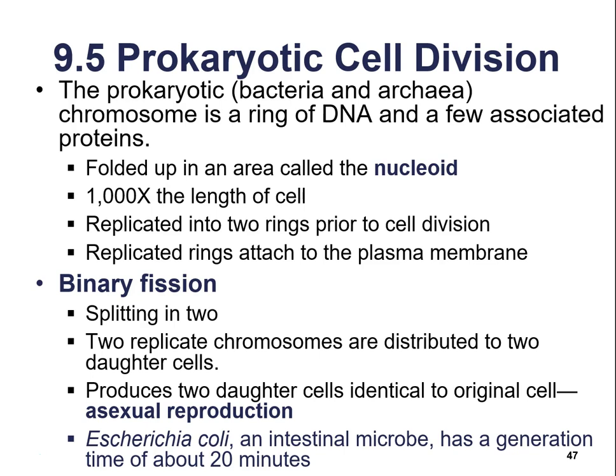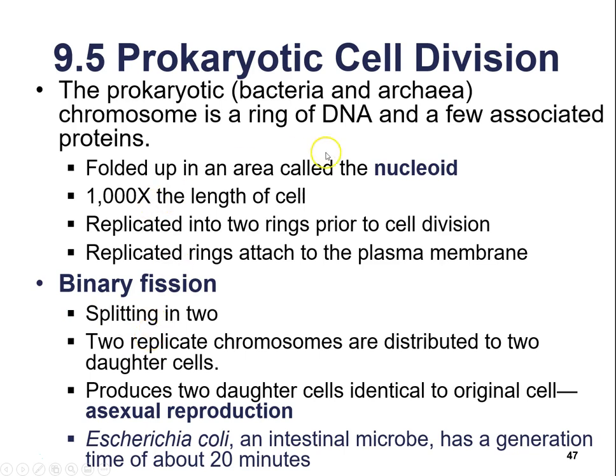And lastly, the last thing to mention is I told you the very last section was prokaryotic cell division, and really I don't talk about it much. We just want to know that prokaryotes like bacteria do not divide via mitosis. They don't have a cell cycle. Their division is called binary fission, and really it's just splitting into two.